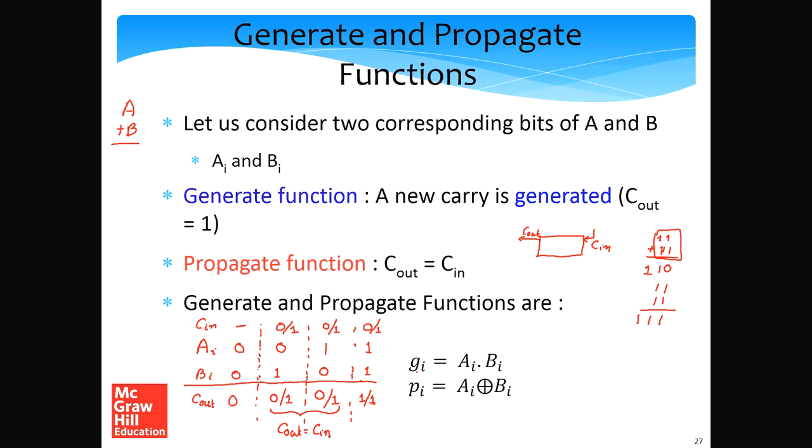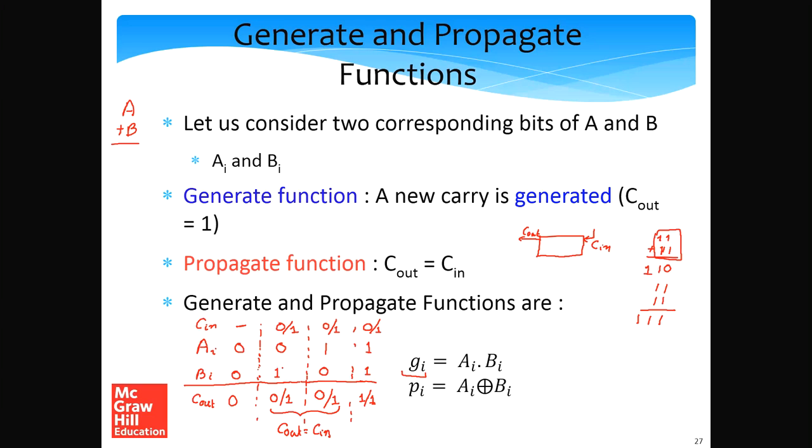So what we can say is that if AI and BI, both of them are 1, which is when AI and BI is true, this combination of bits, or this block, which has 1 bit of A and 1 bit of B, is generating a carry. So when do you generate a carry? You generate a carry when, irrespective of the input carry, you always generate an output carry. That will happen if AI is 1 and BI is 1. So I can define a function gi, which is AI and BI. So if gi is true, it means that a carry is always generated.